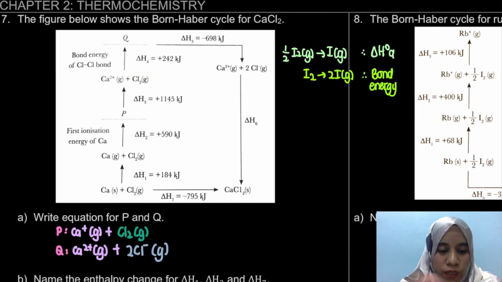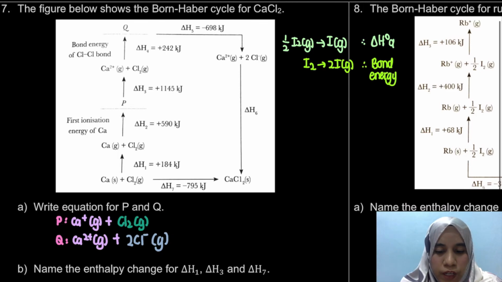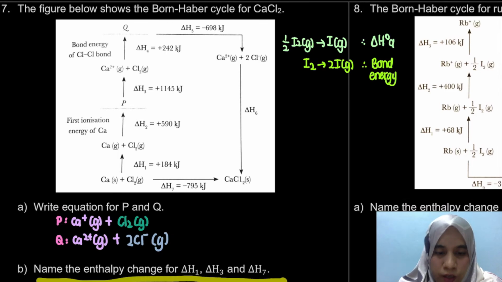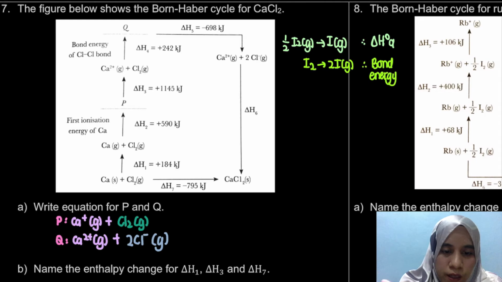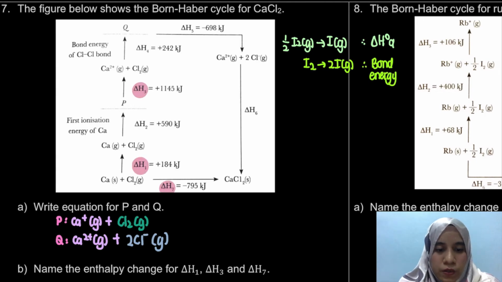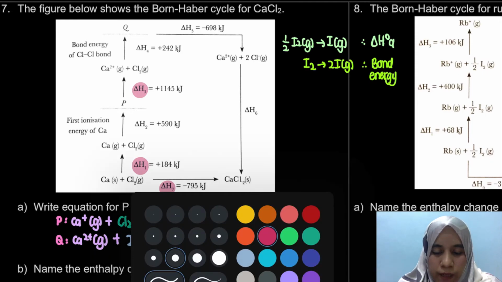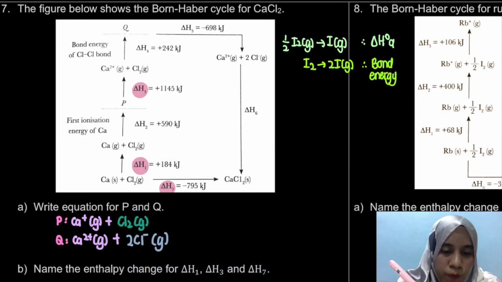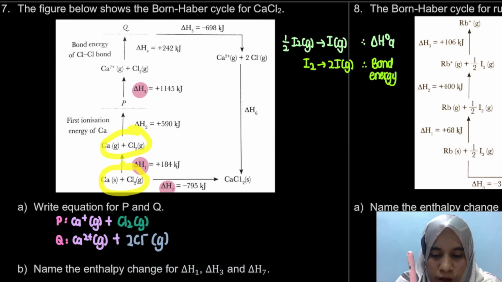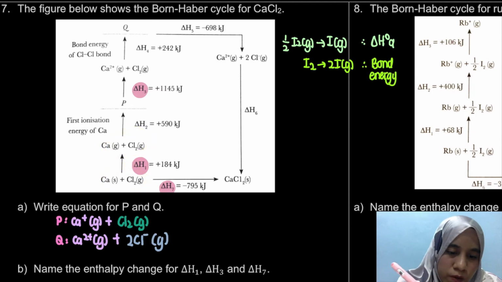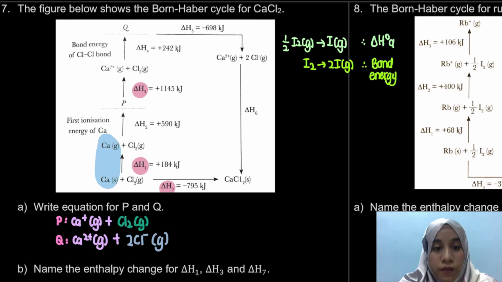So question B, name the enthalpy change for H1, H3, H7. So H1 here, H3 here, H7 here. Okay, so let's look. What is the difference in the enthalpy itself? Okay, so between this equation and this equation, the difference is actually for my calcium. So for my calcium here, solid becomes calcium gas. So that is the difference.